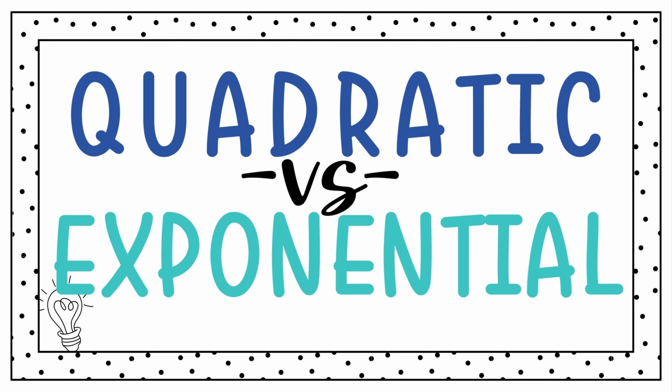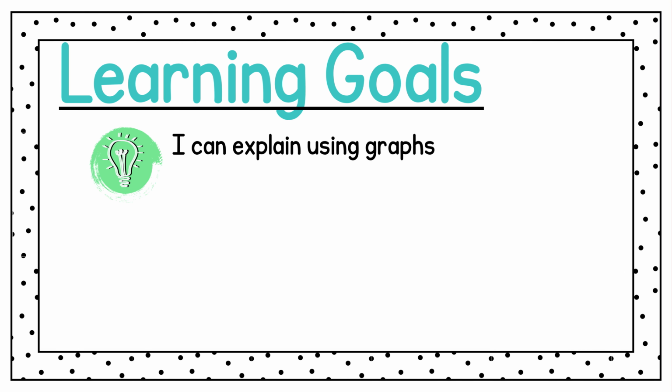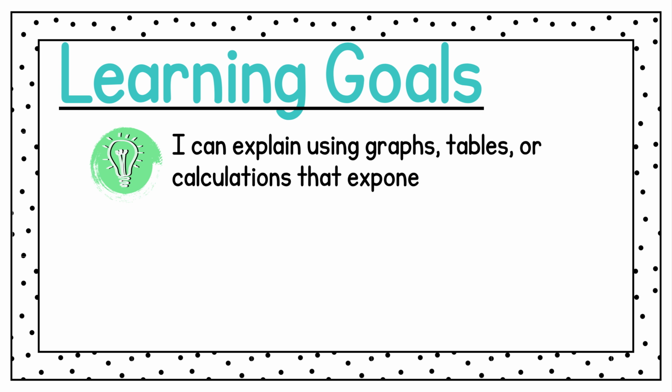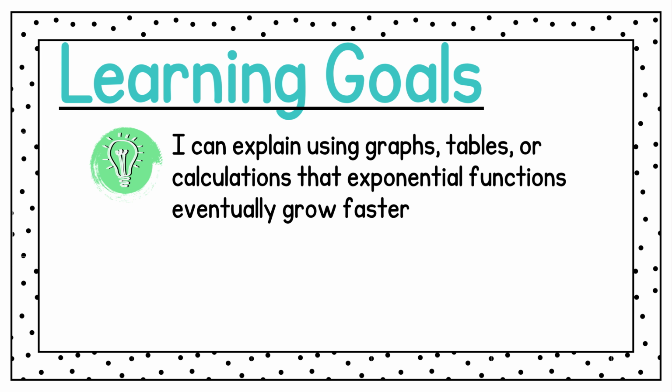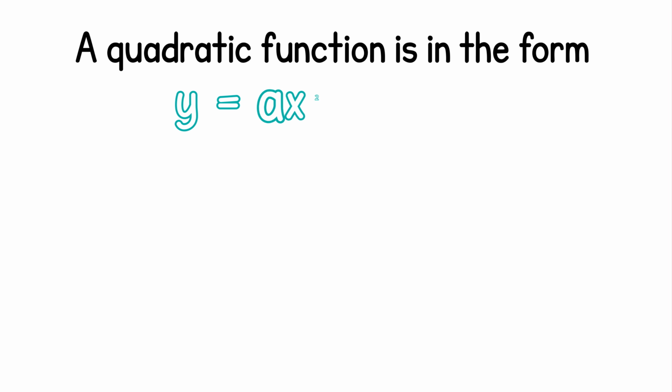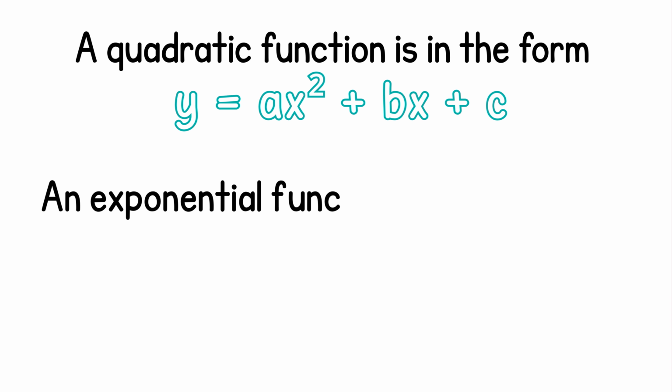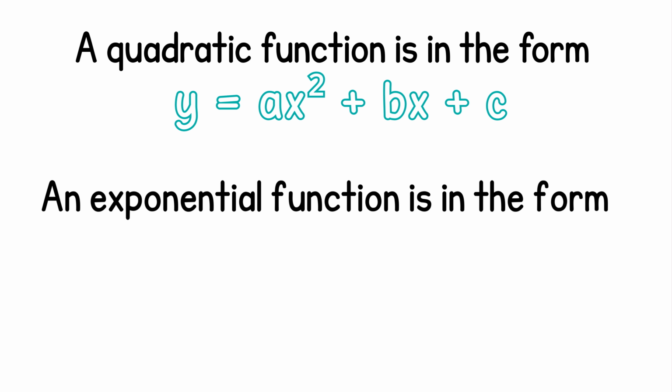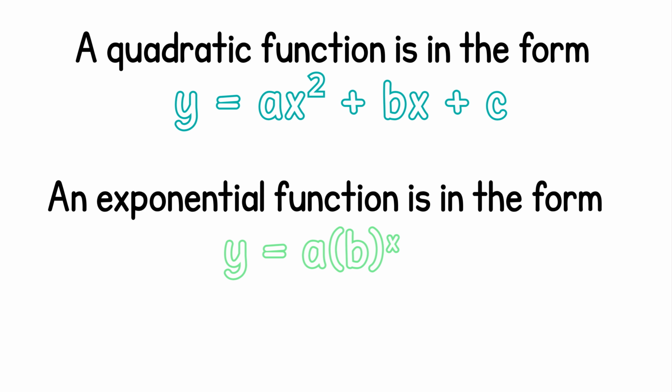Quadratic versus exponential. In this video, you'll learn how to explain using graphs, tables, or calculations that exponential functions eventually grow faster than quadratic functions do. A quadratic function is in the form y equals ax squared plus bx plus c, and an exponential function is in the form y equals a times b to the x power. So let's practice looking at some different types of functions.